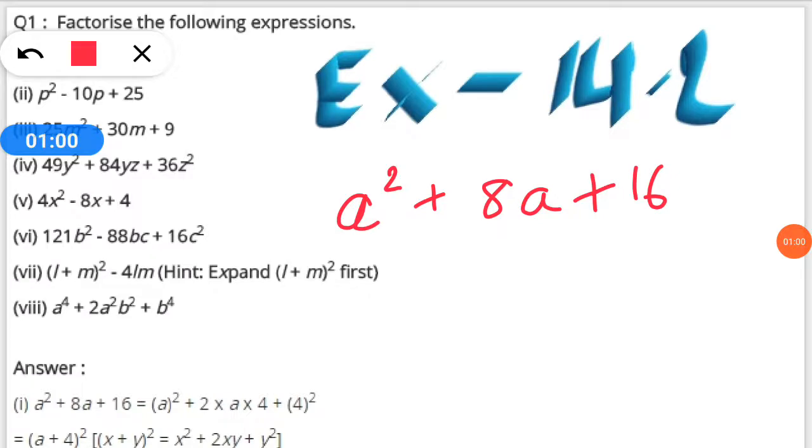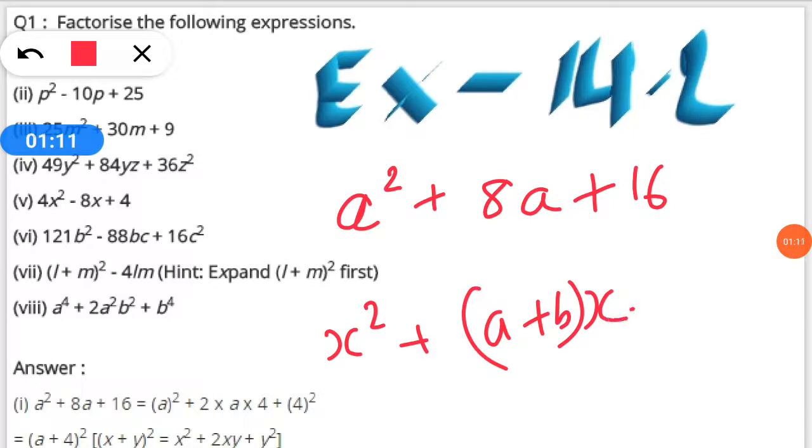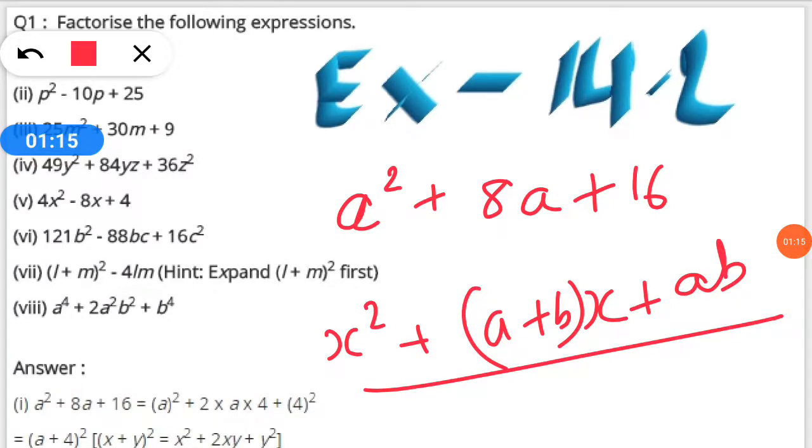What is the splitting middle term method? Suppose we have an expression x square plus (a plus b) into x plus ab. This method is known as the splitting the middle term method. So what do we have to do in this? We have to split the middle term in the form of two terms. While adding the two terms, a and b, the answer should come as 8a.